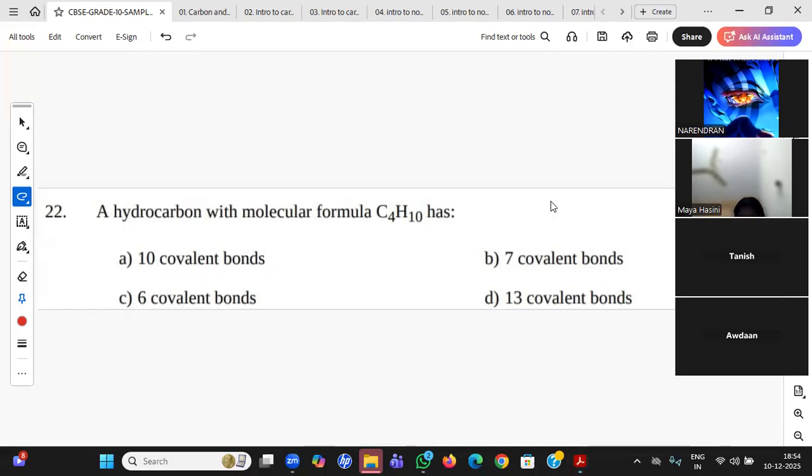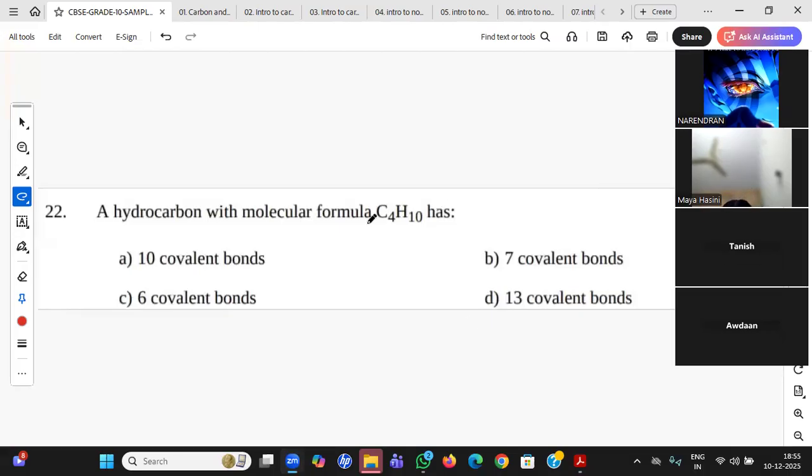Narendran, right answer. If you are not able to identify, please draw the structure and take the help of the structure. How many bonds? The number of lines between atoms, those are bonds. Tanish, right answer.